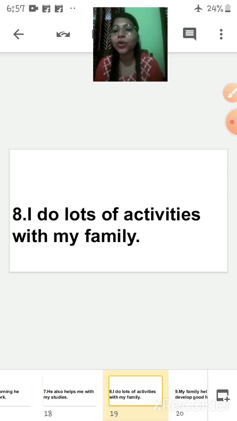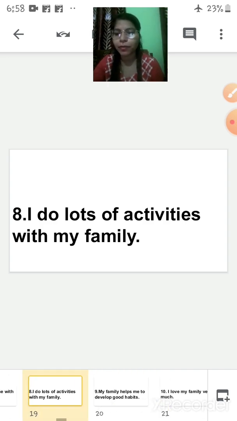Then I do lots of activities with my family, isn't it? Yes, I do lots of activities with my family, like you play, you go to the park, you go to meet your relatives. So these are the activities that you must be doing with your family.